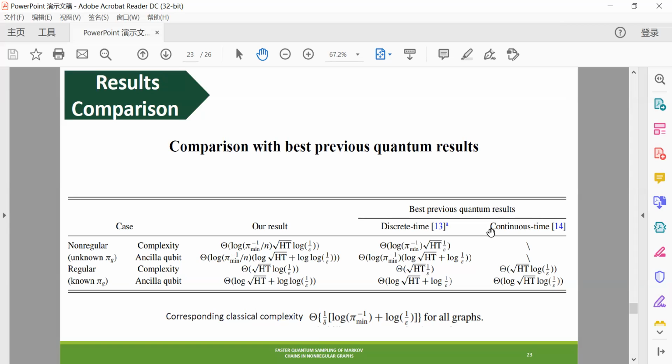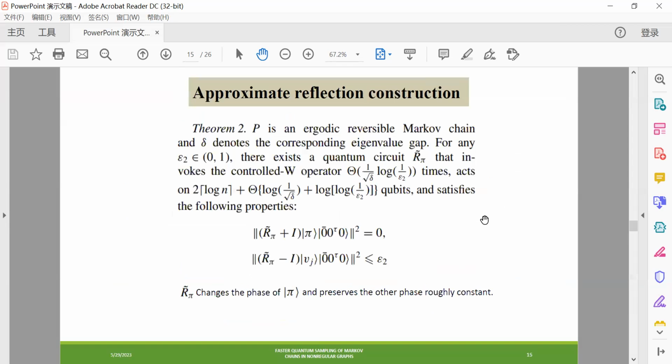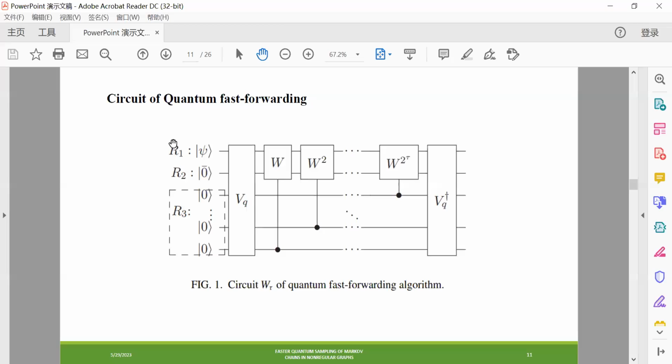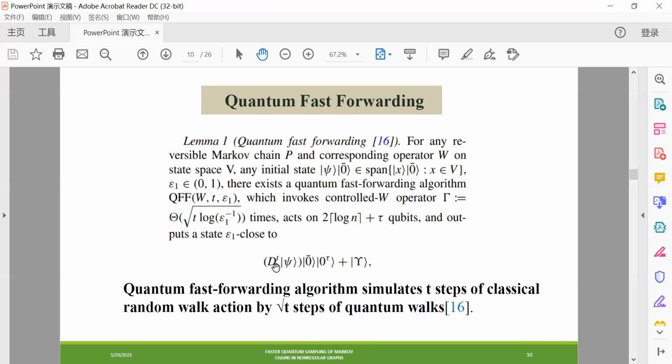Our main technique is quantum fast forwarding, and we use this technique. Quantum fast forwarding can simulate classical random walks with a quadratic speed up compared with the classical case. And because it works for any T, we can design it. This is our technique.